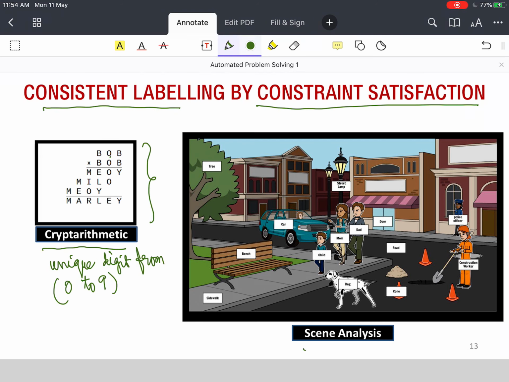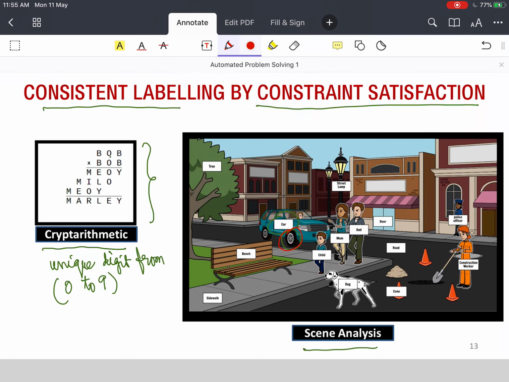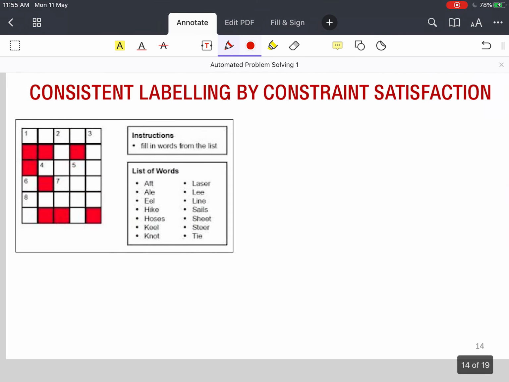The other problem all of us have seen today is scene analysis, with face recognition and object recognition. We are supposed to recognize objects, and obviously, while we are trying to recognize and label objects, we would like to ensure that there is consistency. For example, if this is a car and this is a wheel of a car, we are supposed to be able to label this as a wheel and not as a dog, unless obviously the dog goes under the car by an accident. So this scene analysis problem also requires consistent labeling and satisfaction of constraints.